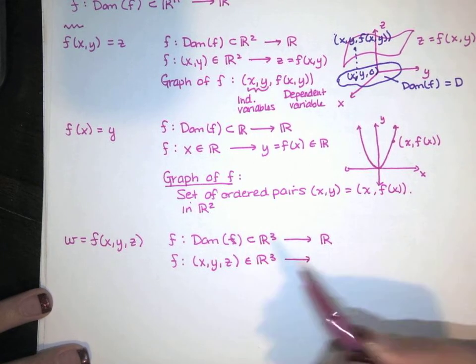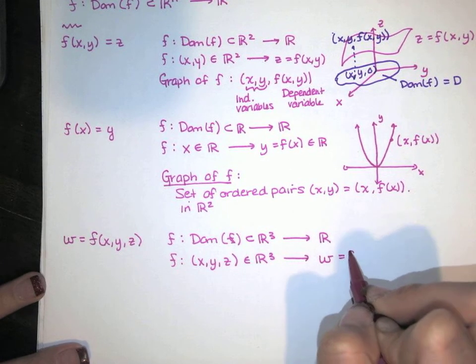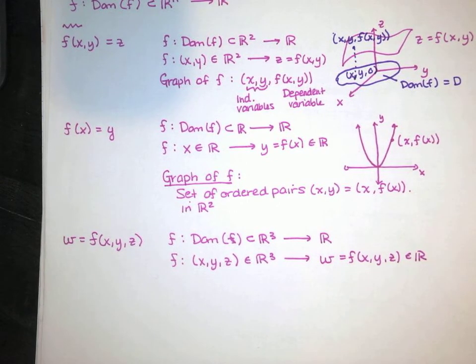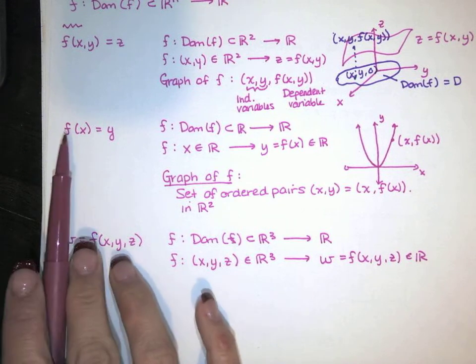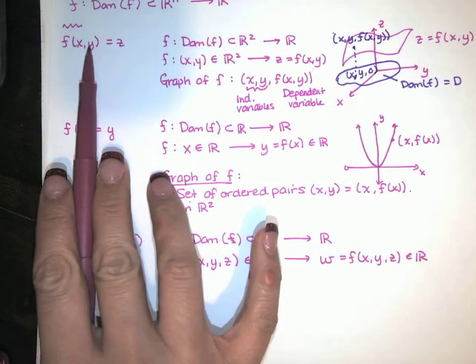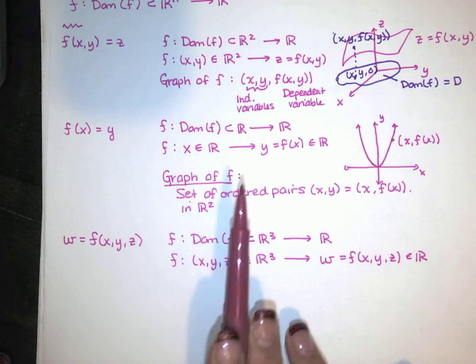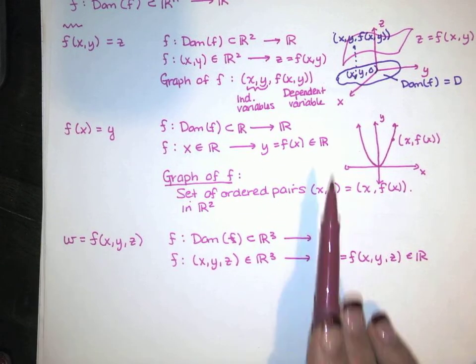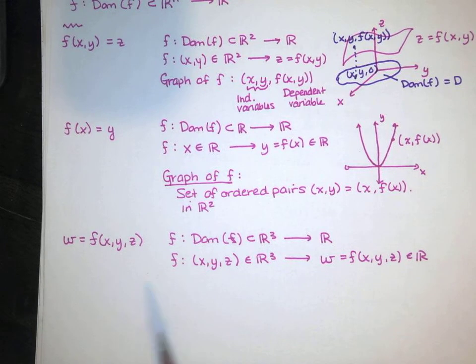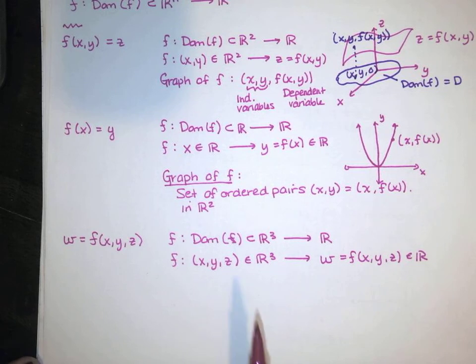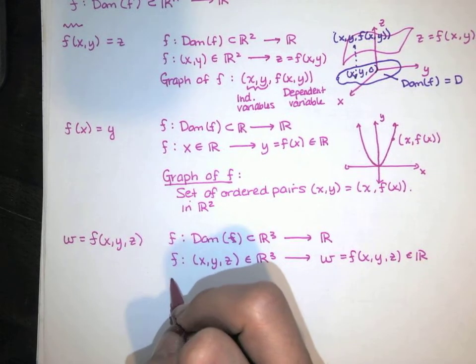We're associating, or mapping, that to a w value in the range. Now, I can't graph this one. Notice that when I had a function of 1 variable, the graph was in 2-dimensional space. When I have a function of 2 variables, the graph is in 3-dimensional space, because I need 1 coordinate for each of my original variables, plus 1 more for that dependent variable that depends on all the other guys. So this function of 3 variables, its graph would have to live in 4-dimensional space.